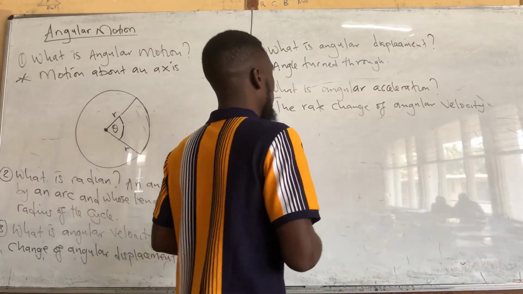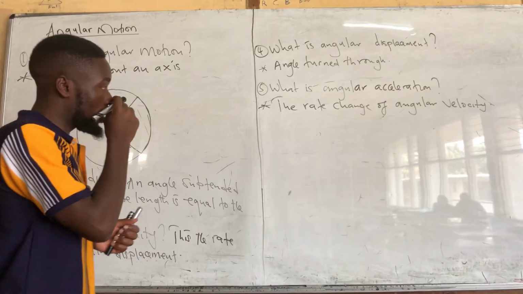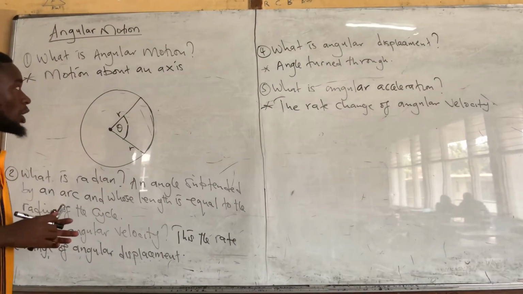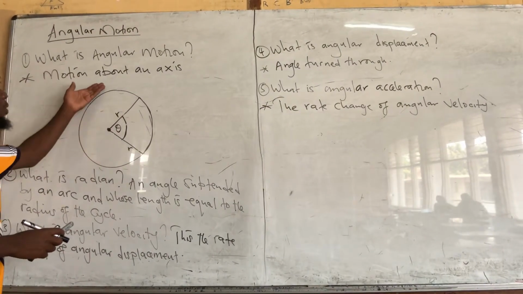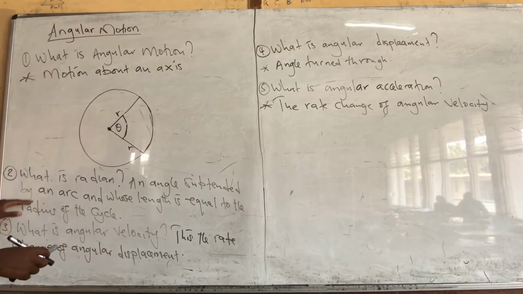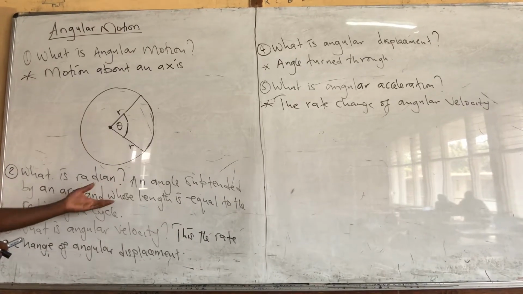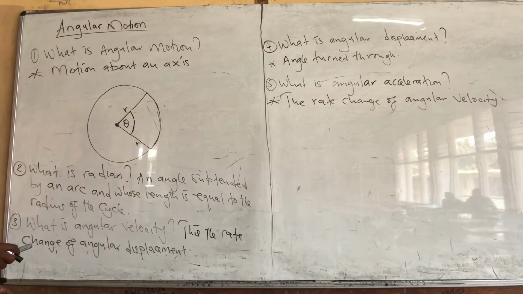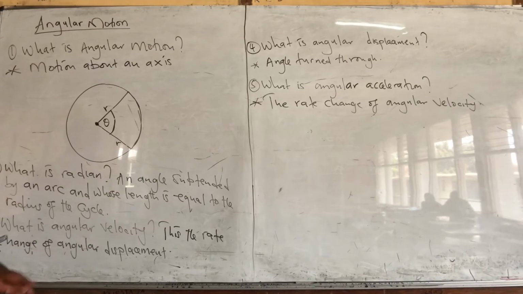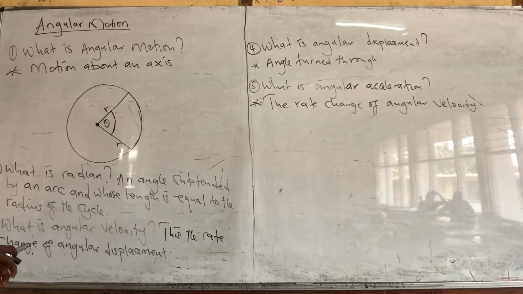So these are the definitions that we need to know on angular motion. So the first one, what is angular motion? You need to know this. What is radian? You need to know this. What is angular velocity? What is angular displacement? What is angular acceleration? We need to know all those things there.